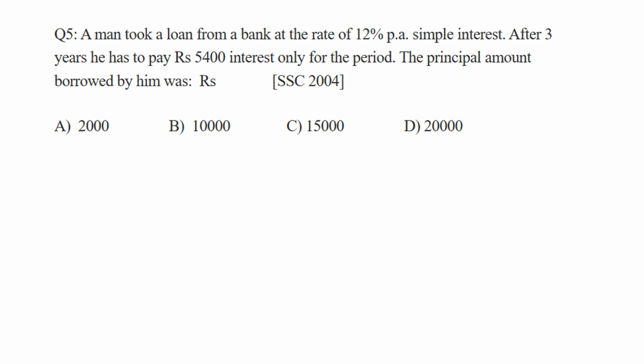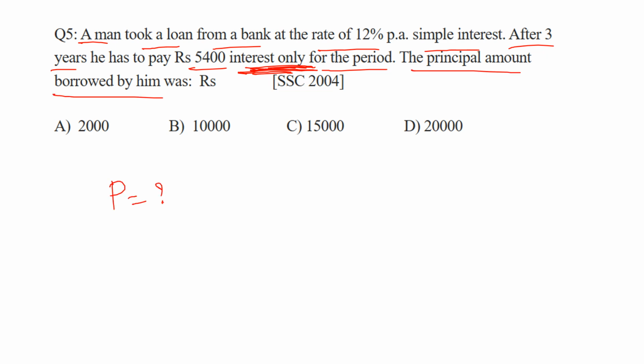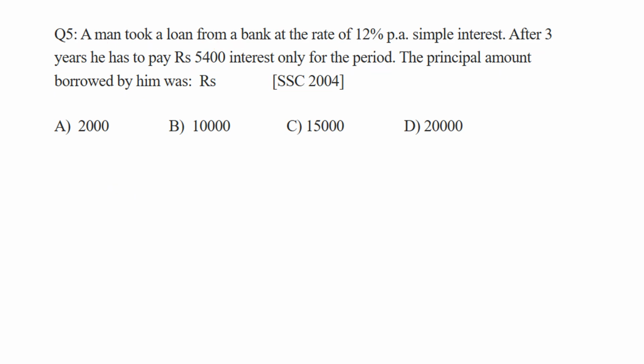So yeah, a man took a loan from a bank at 12% per annum simple interest. This is simple interest only. After 3 years he has to pay 5,400 interest only. It's not the total amount, interest only. Just check this point: for the period, the principal amount borrowed. Already I told you, right? They are asking for the principal amount. They provide the remaining details. Don't use any formula here. Just understand the question. 12% per annum and 3 years of time.